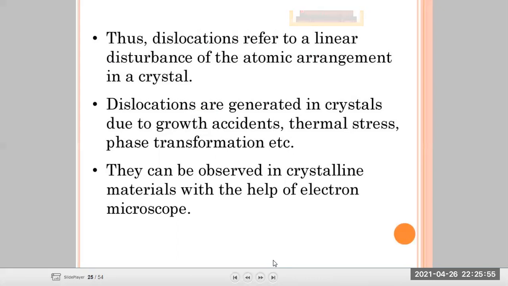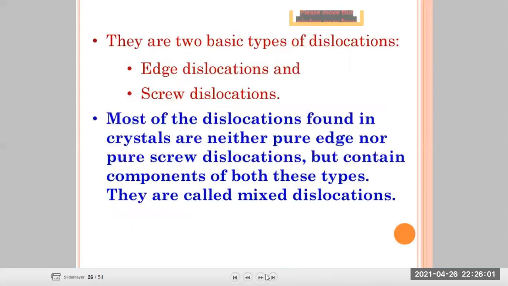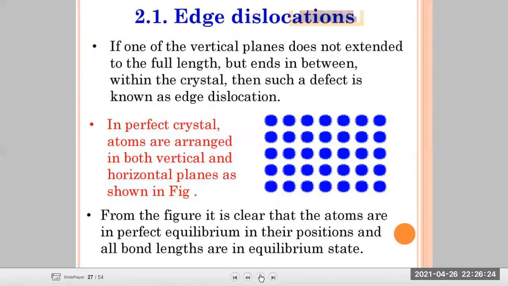This can be observed in crystalline materials with the help of the electron microscope. By using the electron microscope, you can see the different types of defects. Here, dislocation is classified into edge dislocation and screw dislocation. And what is a dislocation? It is when the atoms are not arranged in the particular way they should be. We use this terminology and call it dislocation. Understood, everybody? So what is the meaning of edge dislocation?